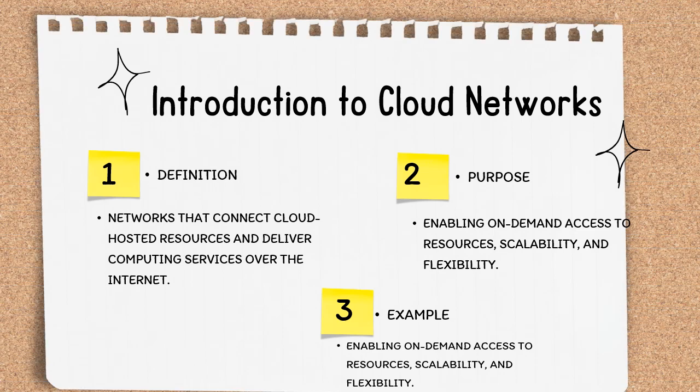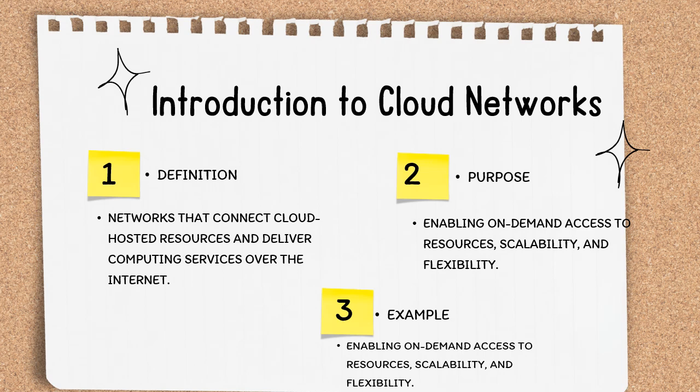First is, what is a cloud network? A cloud network is basically a network that connects cloud hosted resources and delivers computing services over the network. And what is the purpose of this cloud network? We need cloud networks because they enable on-demand access to resources. That is, according to our demands, we can access those resources.